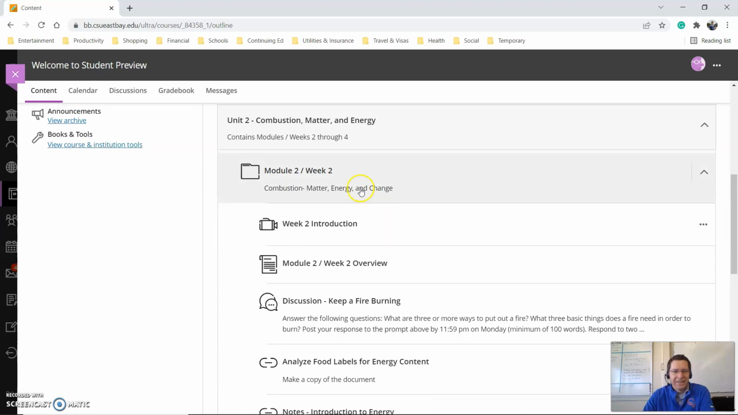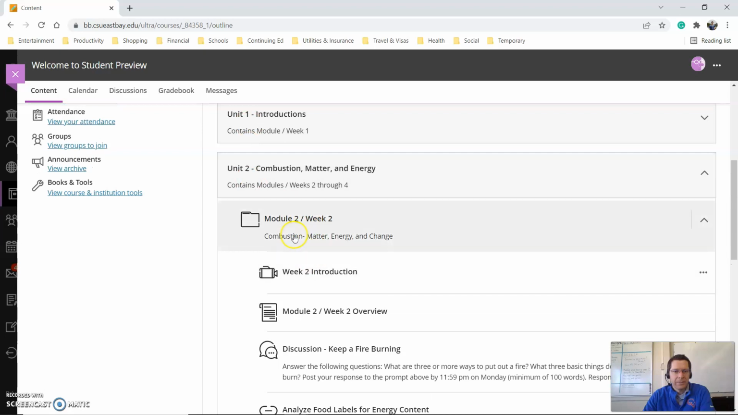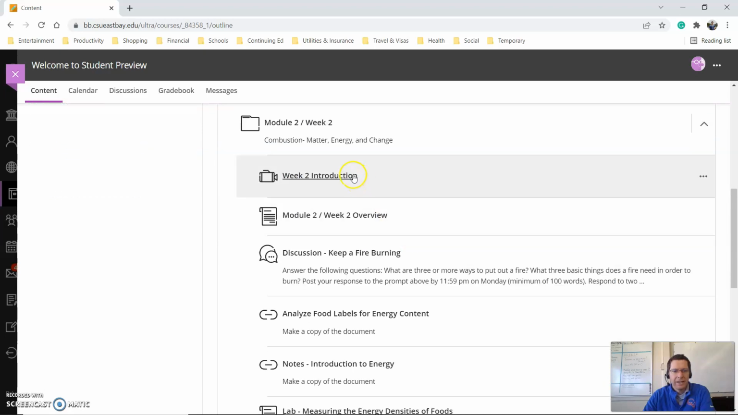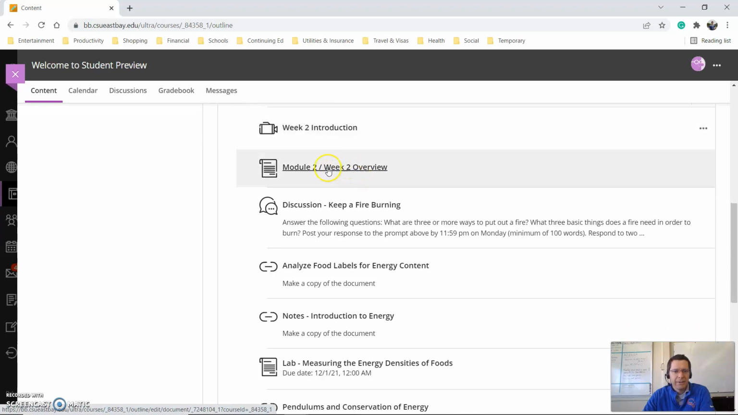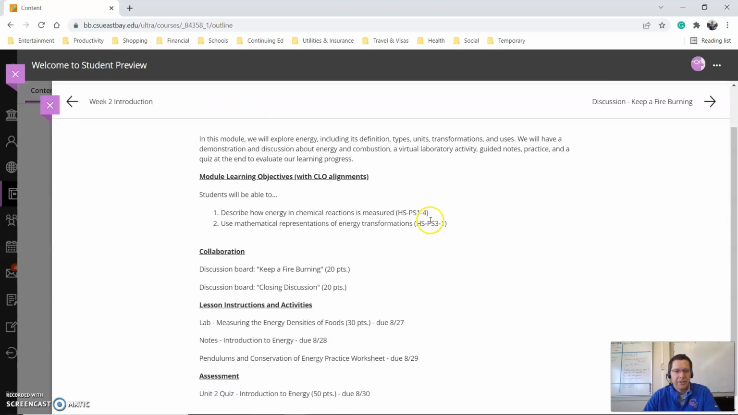And so here, to find it, you'll access the Unit 2, Week 2, or Module 2 folder. I think you've already done that since you're watching this video. And right underneath that is the Module 2 Week 2 overview. So this will tell you the different learning activities that are happening during the week, as well as the objectives for the week. So we can check those out.